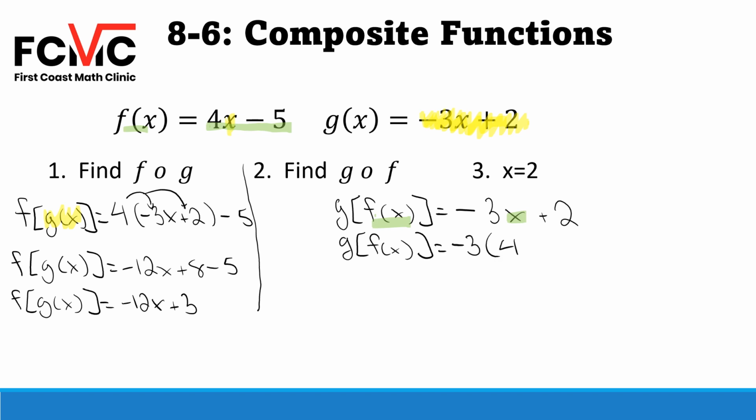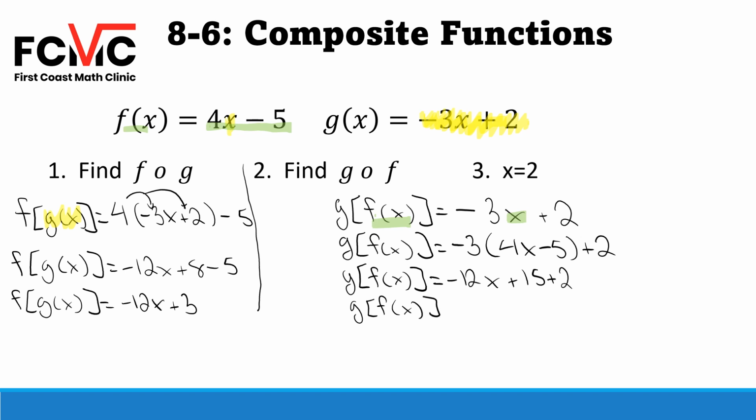So negative 3 times 4x minus 5 plus 2. We get negative 12x plus 17.